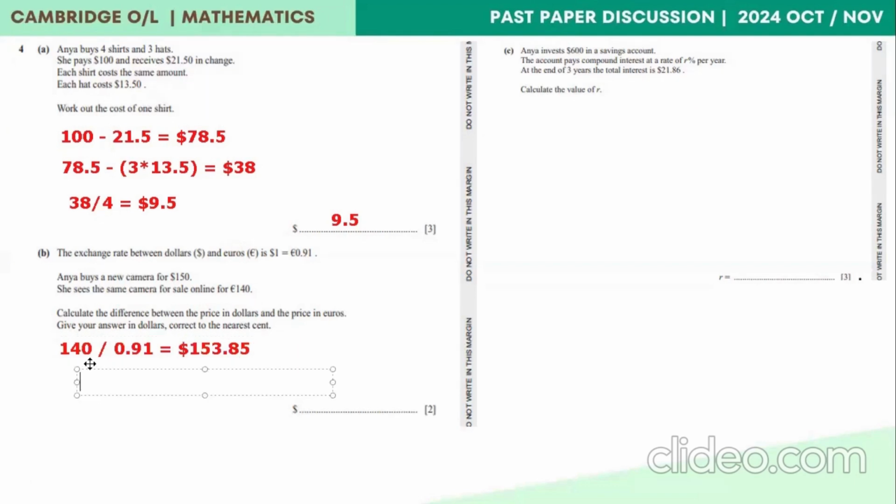Now we can just find the difference. So 153.85 minus 150, that's our difference, which is going to be equal to 3.85. So this is our final answer. This is given in dollars and correct to the nearest cent, as you can see here, 0.85. So our answer is 3.85.